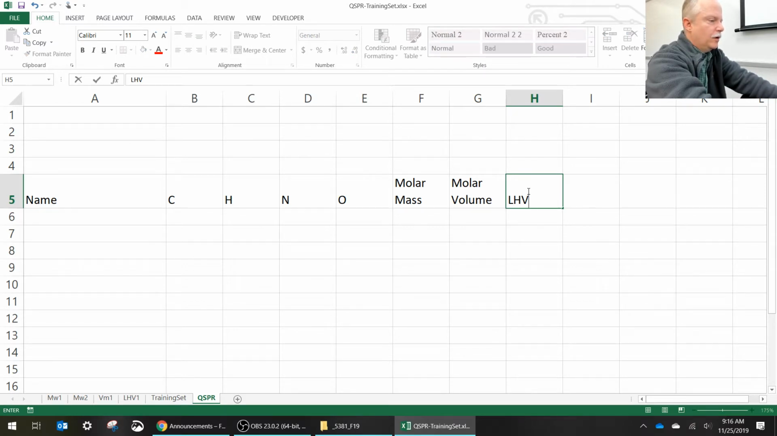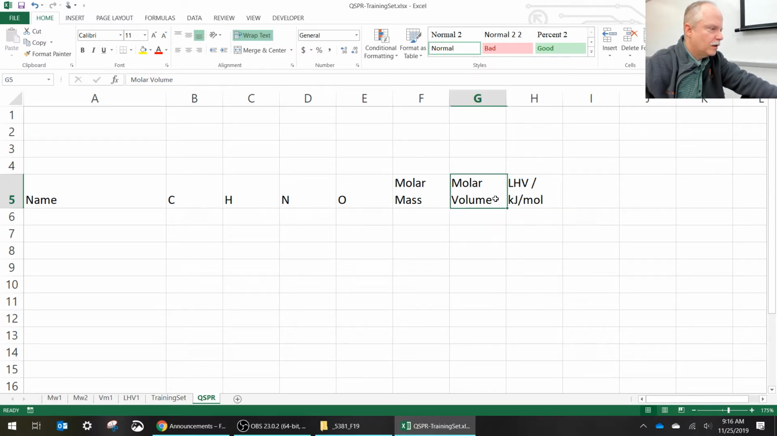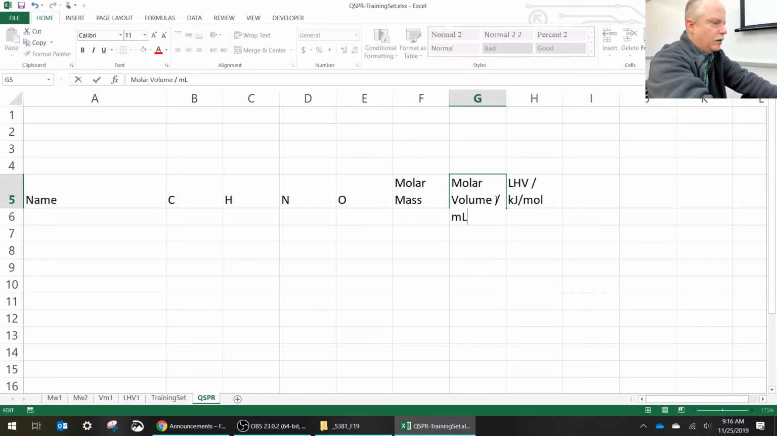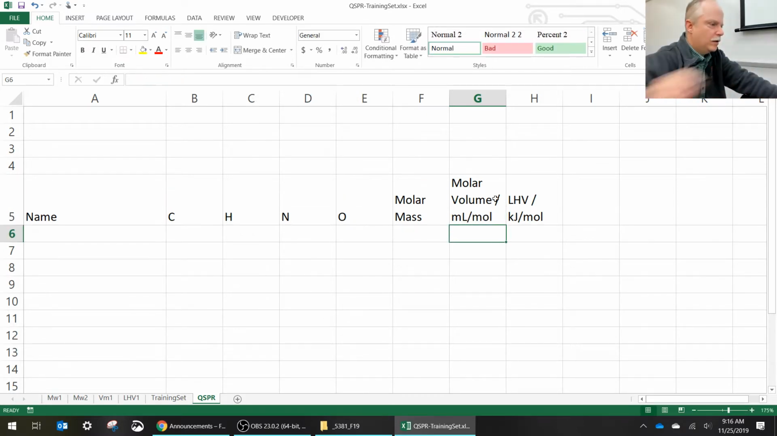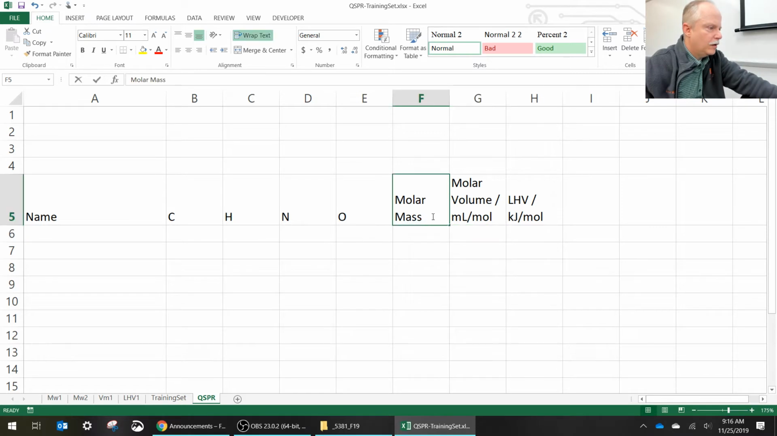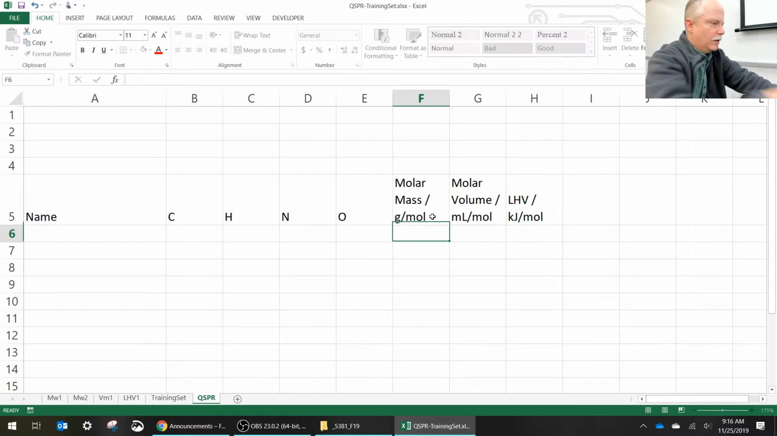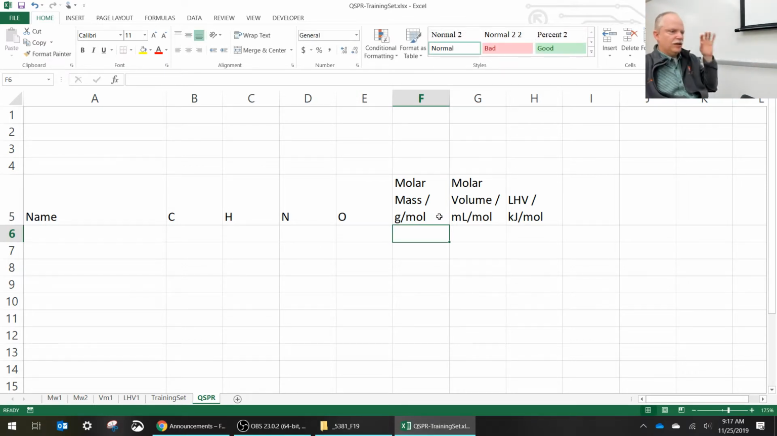LHV, so lower heating value. If you want, it's probably proper to put our units. So this is kilojoules per mole. We can go and do that for the others too. All right, that's fantastic. So those were our 3 QSPRs that we had.